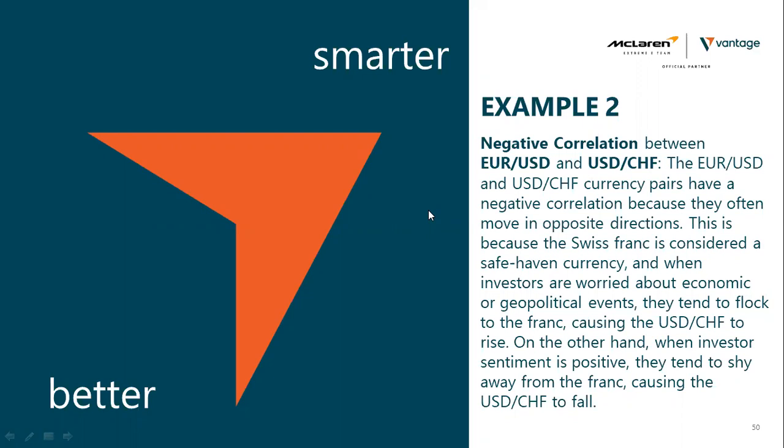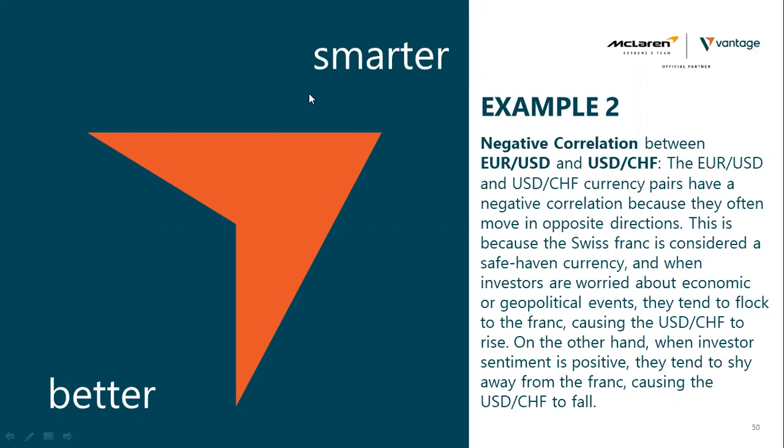So the Euro USD and USD CHF currency pairs have a negative correlation because they often move in opposite directions, right? This is because the Swiss franc is considered a safe haven currency, and when investors are worried about economic and geopolitical events, they tend to flock to the Swiss franc, causing the Swiss franc to rise. On the other hand, when investor sentiment is positive, they tend to shy away from the franc, causing the USD CHF to fall.